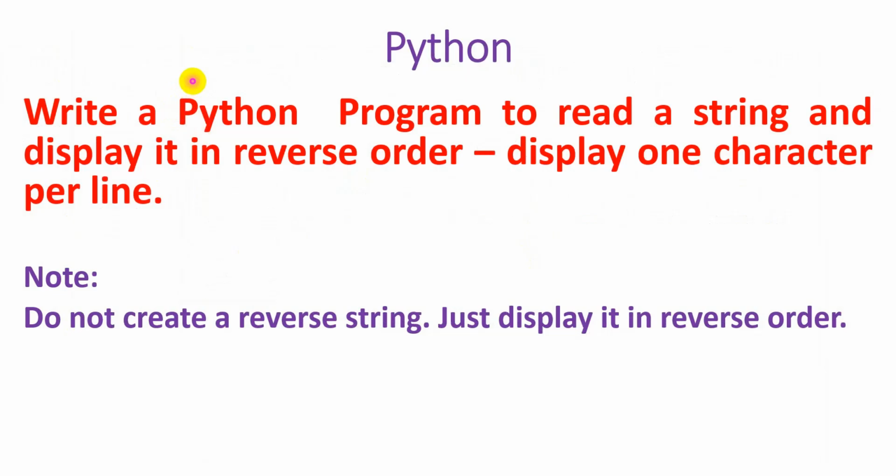Hello friends, we are going to write a Python program to read a string from the user and display it in reverse order. That means we are going to display one character per line. The constraint: we should not create a reverse string. Another string should not be created. The existing string needs to be displayed in reverse order. For this, we are going to write the Python program.